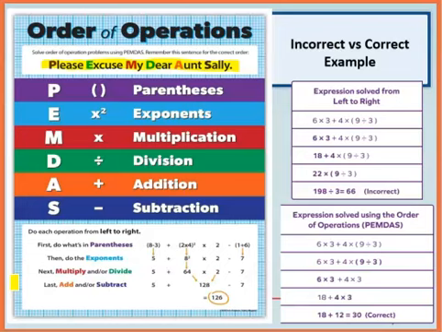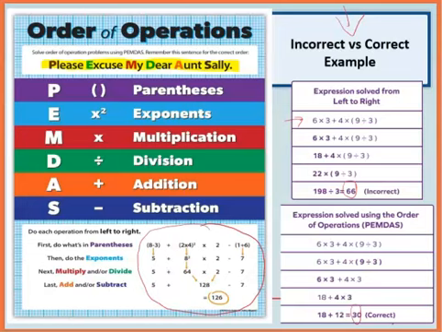And that's what it's showing down here in this example. If you look on the right hand side of your screen, you can see how you can come up with completely different answers to problems if you don't follow the order of operations. Let's just say a student solves an equation and they don't follow order of operations. Let's say they solve it from left to right.